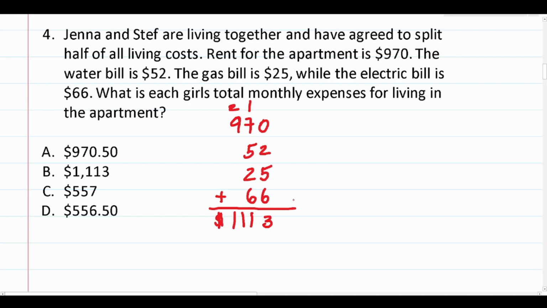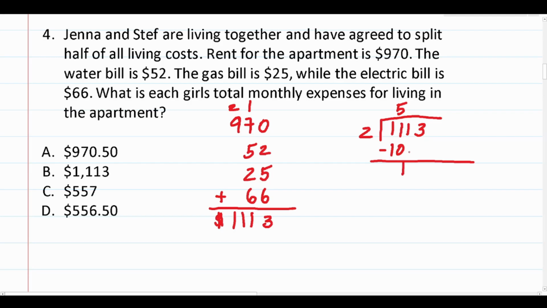We want to know how much each of them pays, so we're going to take that 1113 and divide it by 2. Again, you do have to be proficient at long division for the ASVAB. That said, once you get the hang of it, it's not too difficult. We're going to start by asking ourselves, how many times does 2 go into 1? It doesn't. How many times does 2 go into 11 without going over? That's going to be 5 times, given that 5 times 2 is 10.